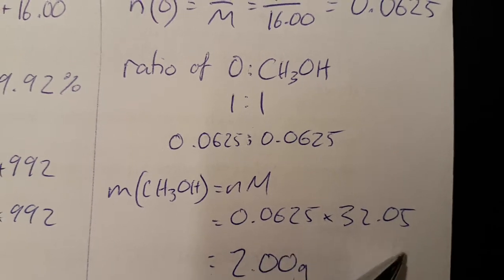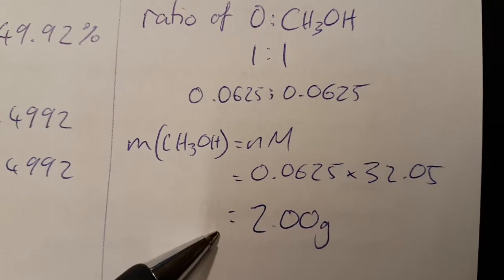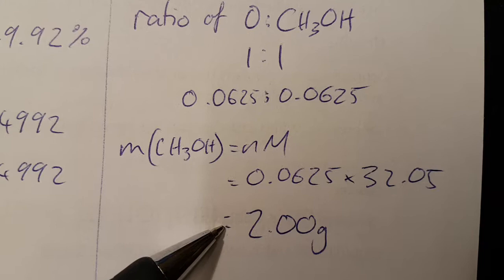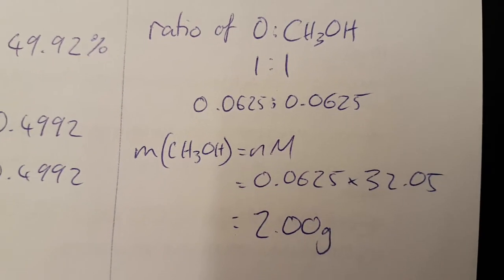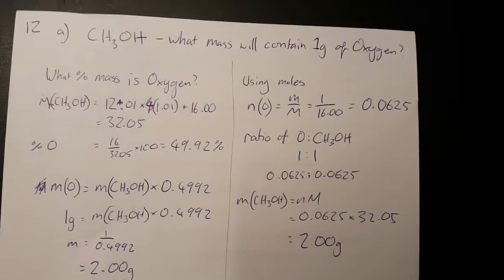So we times it by the molecular mass, and you'll see that you arrive at the same answer. I need 2 grams of this compound to have enough moles of oxygen to get 1 gram. So 2 solutions for the same problem.